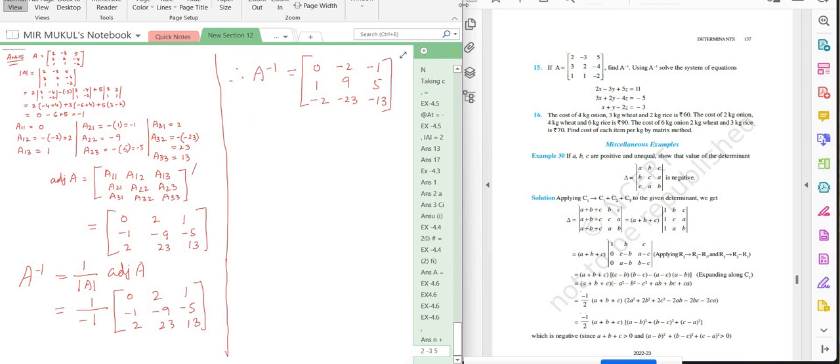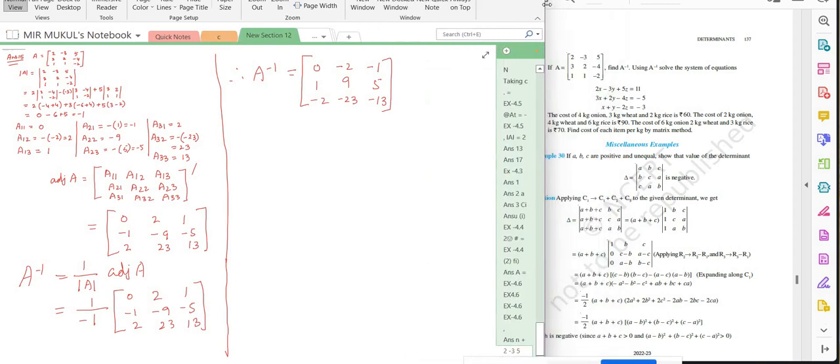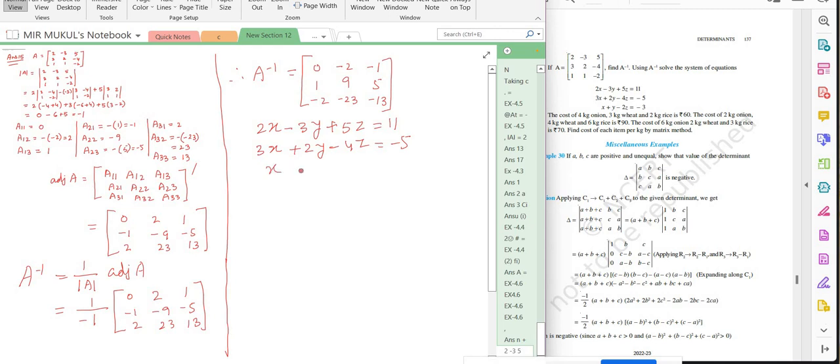After that, write this system of linear equations. First we'll write 2x minus 3y plus 5z equals 11, 3x plus 2y minus 4z equals minus 5, x plus y minus 2z equals minus 3. Now this system of linear equations, 11, minus 5, minus 3.